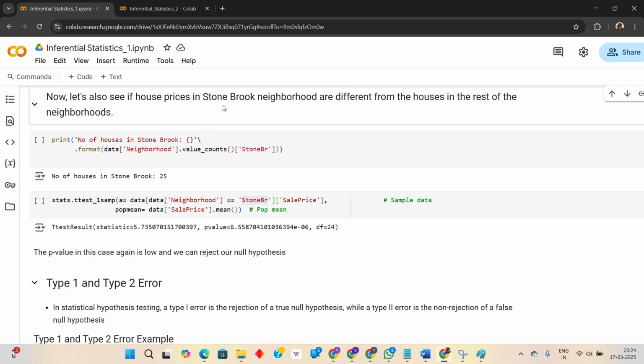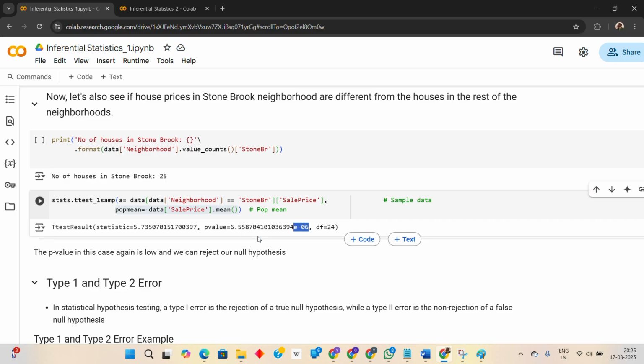Earlier we checked Old Town with others. Now we are checking Stonebrook with others. If they are the same, then it is the null hypothesis. If they are not the same, that is the alternate hypothesis. How to test? First define a condition and then pass that condition in the t-test, and also mention the overall mean, the population mean, which is a really important parameter. The p-value is 6.55 into 10 power minus 6. 10 power minus 6 means 0.000006. This is also less than 0.05. Then we reject the null hypothesis and accept the alternate hypothesis.